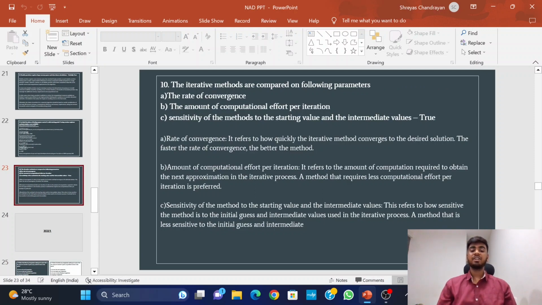The iterative methods are compared on the following parameters: the rate of convergence, the amount of computational effort per iteration, sensitivity of the methods to starting value and intermediate value. Yes, rate of convergence refers to how quickly the iterative method converges to the desired solution. The faster the rate of convergence, the better the method.